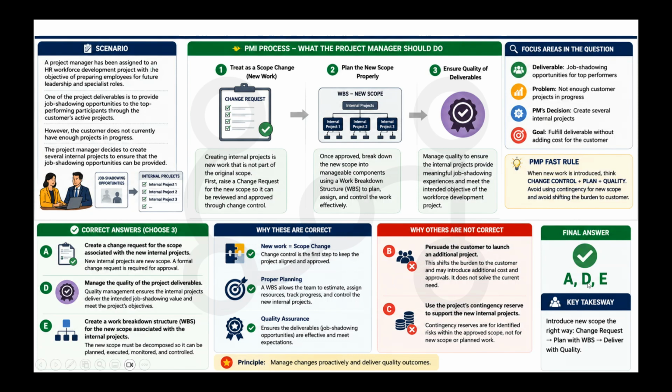So our final answer is A, D, and E. Introduce the new scope right away through a change request, plan with the WBS, and deliver with quality. The focus areas of this statement: the first is the deliverable, job shadowing opportunity. The problem in it is that there are not enough customer projects in progress. The PM's decision is to create several internal projects, and the goal is to fulfill the deliverable without adding any cost, right?